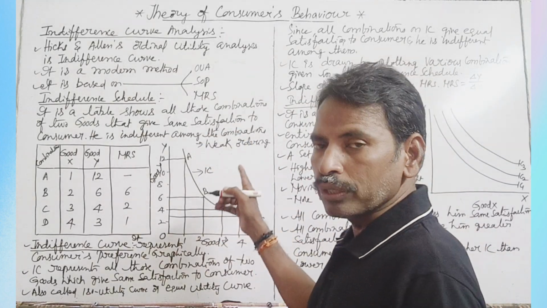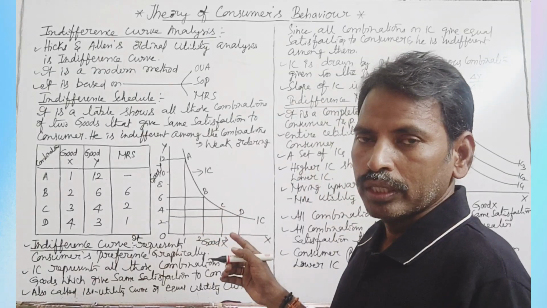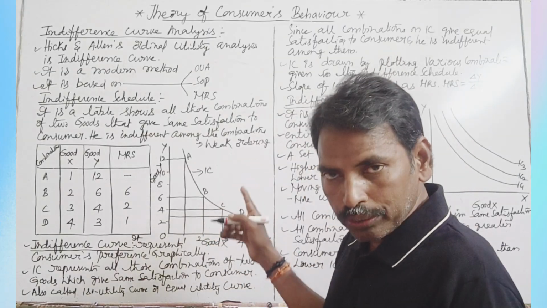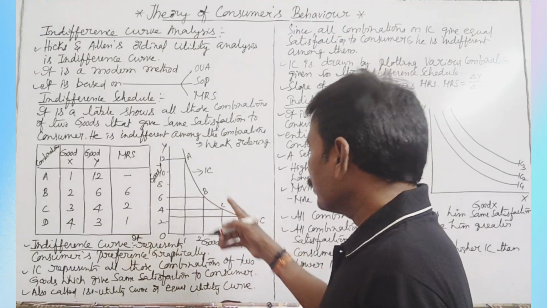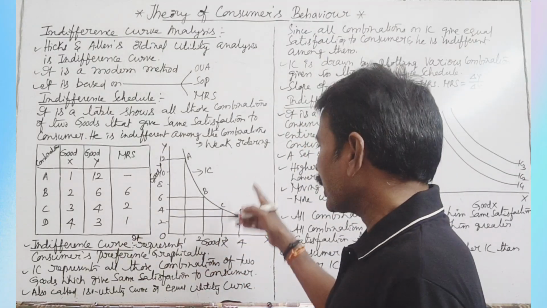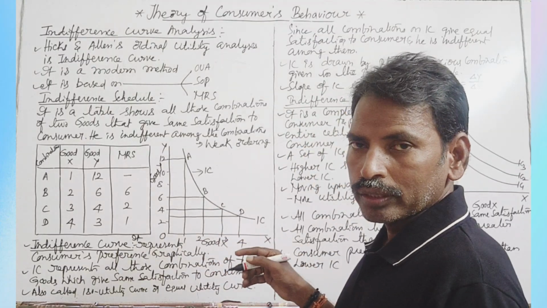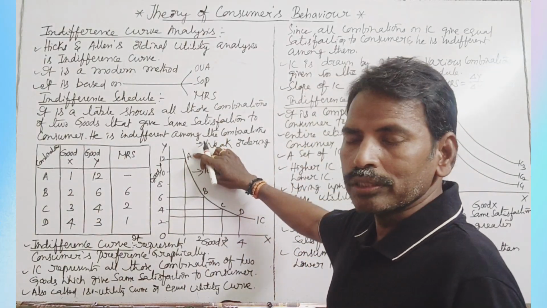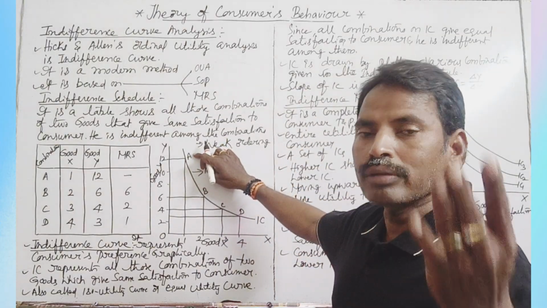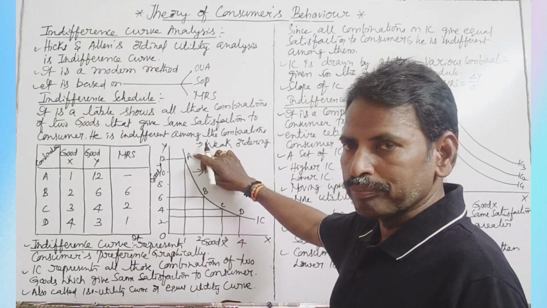Indifference curve slopes downwards from left to right. Indifference curve has a negative slope. Indifference curve is convex to the origin, or a rectangular hyperbola. So if you select any combination on the curve, it will give the same level of satisfaction to the consumer.